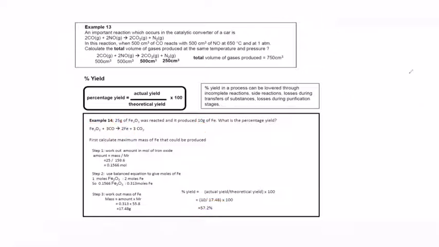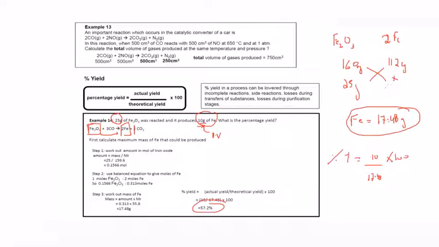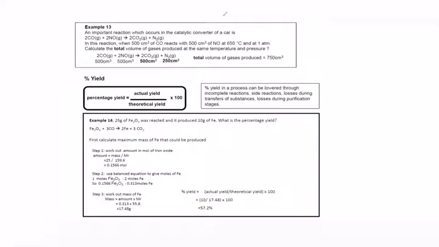So the simplest ratio from the equation will always suggest that you should get more product, but practically when you do the experiment, you will get less product. The comparison between the practical value divided by the theoretical value, multiplied by 100, will give you the percentage yield. And what is the reason why the percentage yield will be lower?